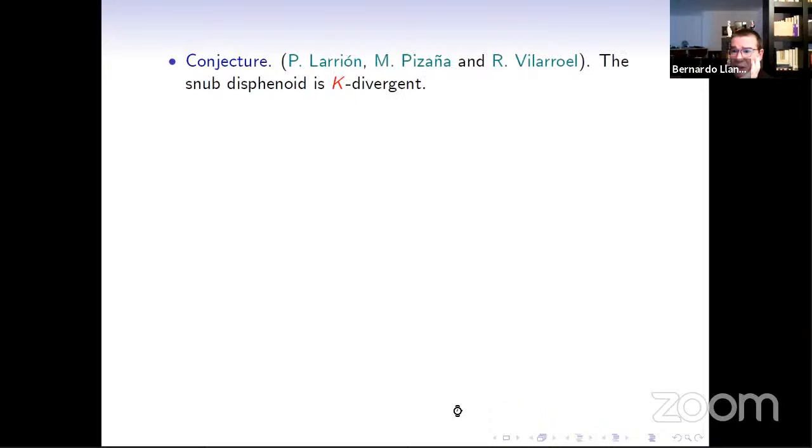And I have a conjecture because I wanted to give some problems. This is a very easy one. This is from my friends Paco Larrión, Miguel Pizaña, and Rafael Villarroel. The snub disphenoid, which is a very strange name, is K-divergent.